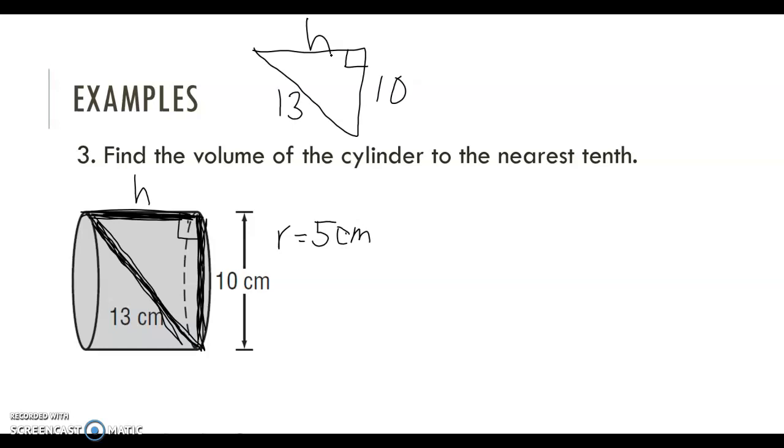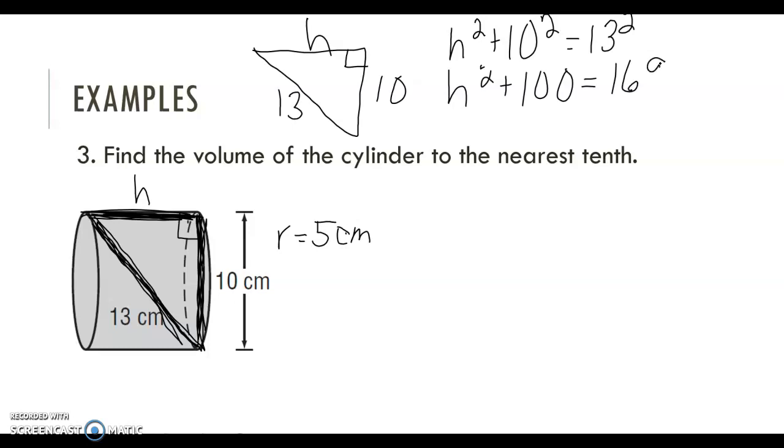So 13 is my hypotenuse, 10 is one of the legs, and the height of the cylinder is that other leg. So if I do h squared plus 10 squared equals 13 squared, I get h squared plus 100 equals 169. And if I subtract the 100, h squared equals 69, and the height is the square root of 69. The square root of 69 does not simplify, so we're going to leave it just like that to substitute in until we get to the nearest tenth, which is what we're going to round to for our final answer.